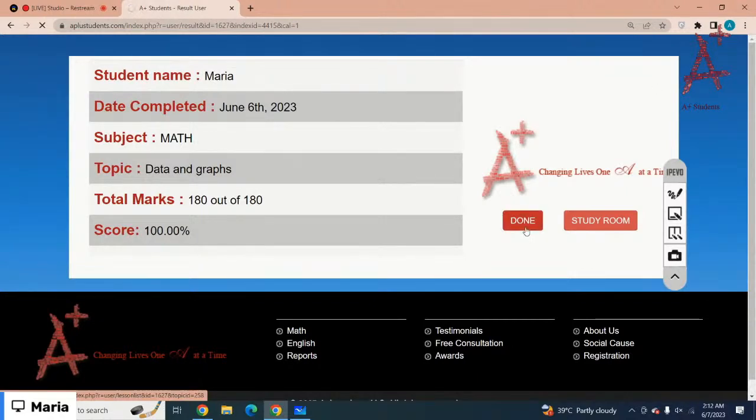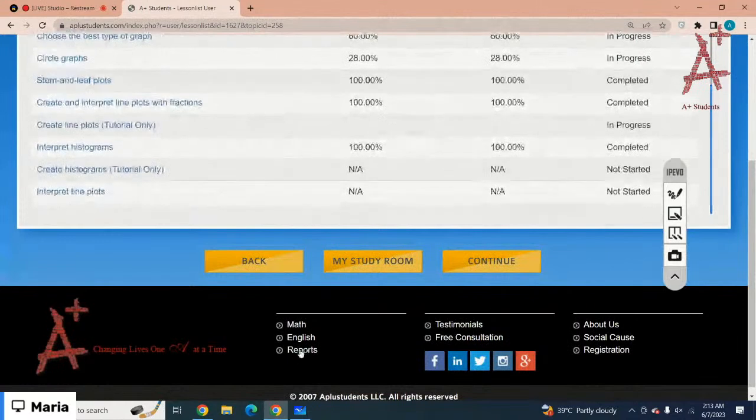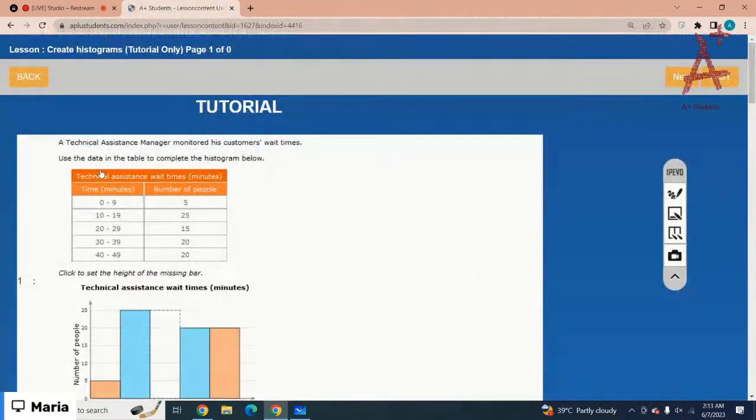Okay, let's just move on to the next lesson. The next one is create histograms. Okay, let's just start with the first example.